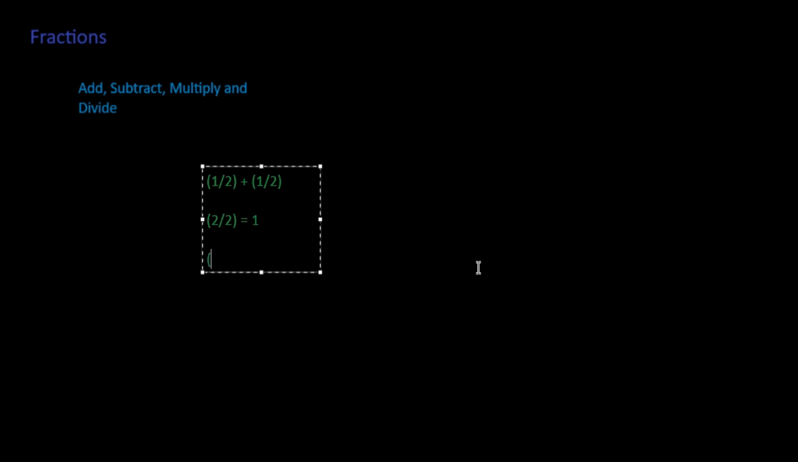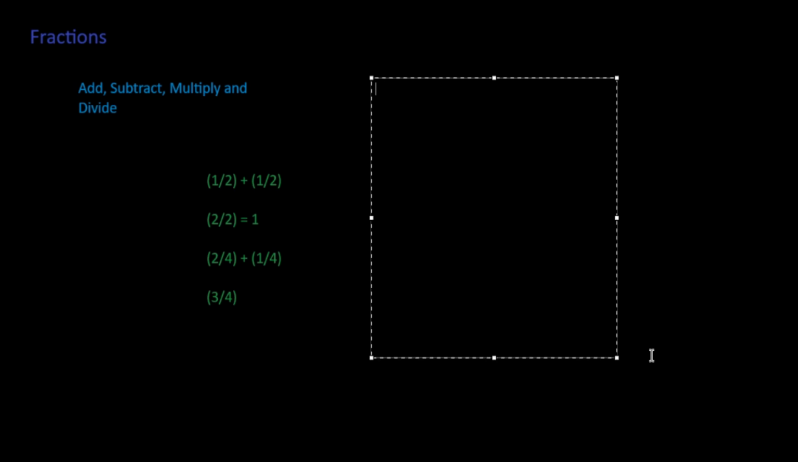Let's say we have a different example. Let's say we have 2/4 plus 1/4. Well, we'll add the numerators together. 2 plus 1 is equal to 3, and the denominator is 4, so our answer will be 3/4. So this is fairly straightforward. Let's see if we can try another example. Let's say we have 1/8 plus 2/8, and we'll add this together. Our answer will be 3/8.